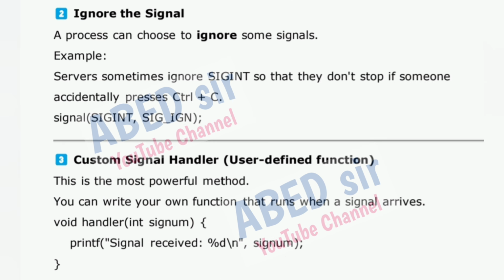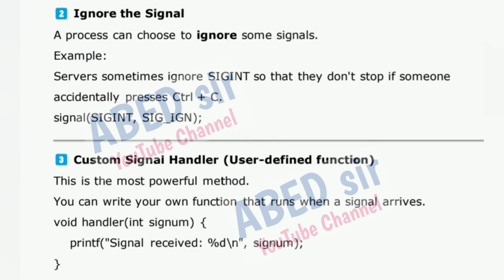2. Ignore the signal. A process can choose to ignore some signals. Example: servers sometimes ignore SIGINT so that they don't stop if someone accidentally presses Ctrl+C. signal(SIGINT, SIG_IGN). 3. Custom signal handler, a user-defined function.